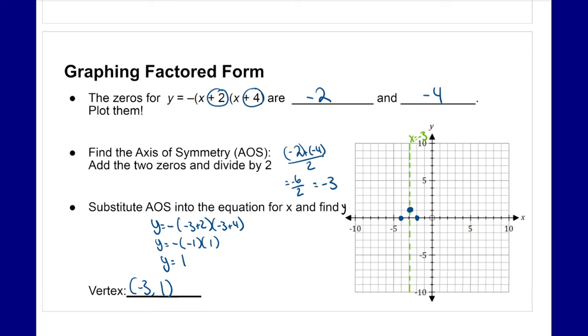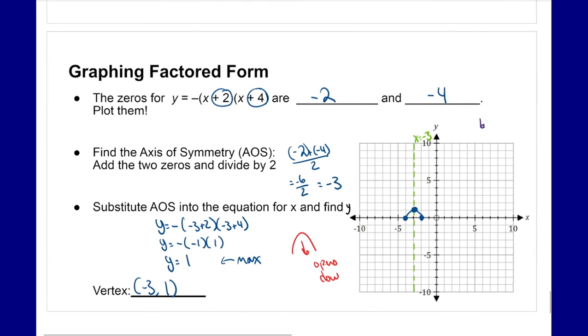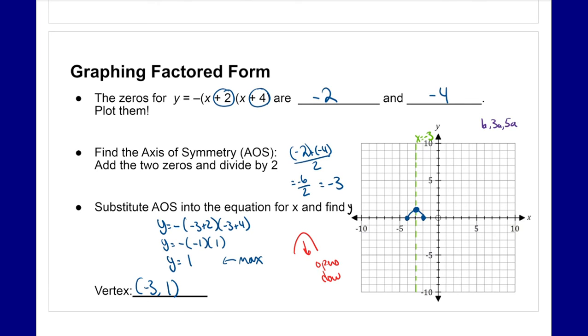I know that's my maximum because my equation opens down. It has that negative a value. So I know my graph is going to look something like this. It opens down. We can see that from here because it does have to go through these 2 points. We could use our step pattern to graph the rest of the points if we wanted to. Just as an aside, our step pattern is 1a, 3a, 5a. We have a negative a or negative 1a, so we get negative 1, negative 3, negative 5.